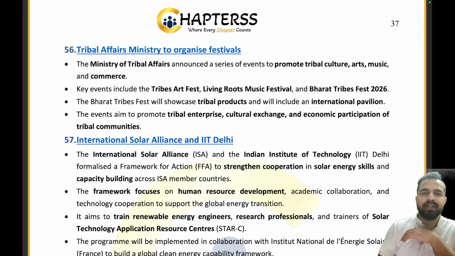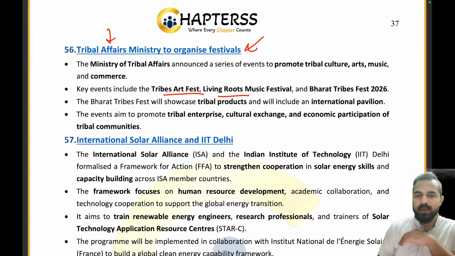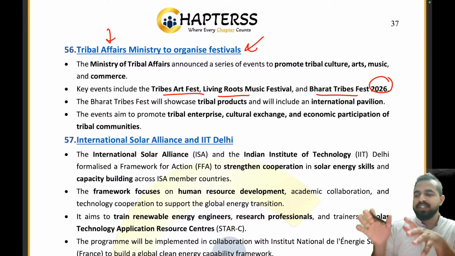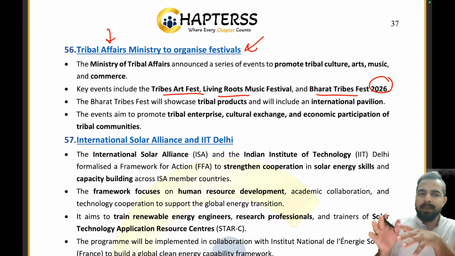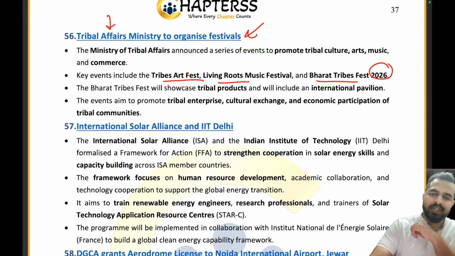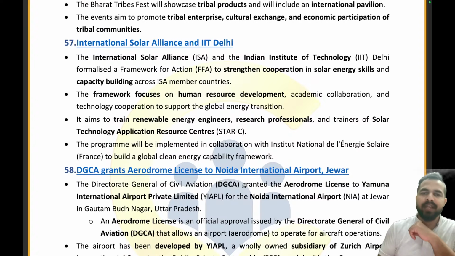Now moving ahead, the Tribal Affairs Ministry has announced it will organize some festivals. For example, it has announced Tribal Art Fest, Living Root Music Festival, and Bharat Tribe Fest 2026. So these are the key events announced by the Tribal Affairs Ministry that it will be organizing this year. Then International Solar Alliance and IIT Delhi.